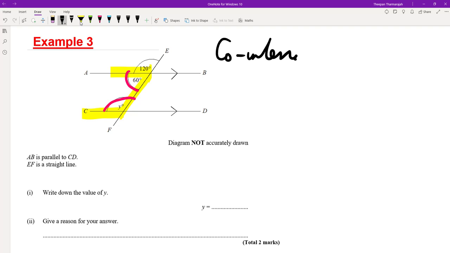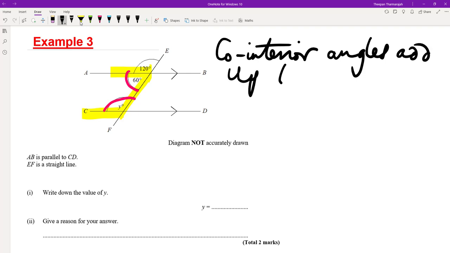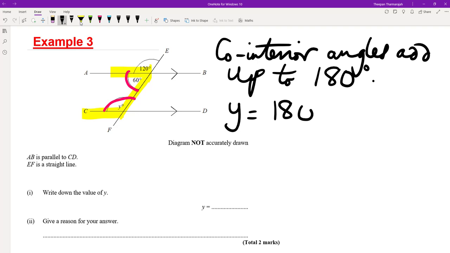So we say co-interior angles add up to 180. Co-interior angles add up to 180 degrees. So we can now say that Y is 180 minus 60 degrees. So Y equals 120 degrees.